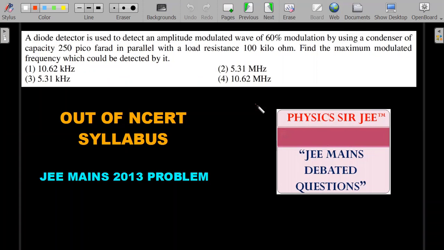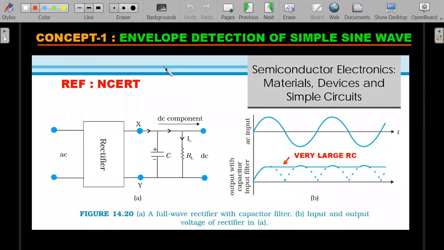Okay, so let's move forward with certain concepts that you need to be well versed in order to attack this problem. Concept number 1 is the idea of envelope detection of a simple sine wave. We'll move on to the amplitude modulated wave, that is AM wave, but we should understand how you can detect envelopes of any particular wave. So I picked up a page from NCERT, even though it is not from communication systems, it's from the topic of semiconductors, wherein it discusses the envelope detector for the first time.